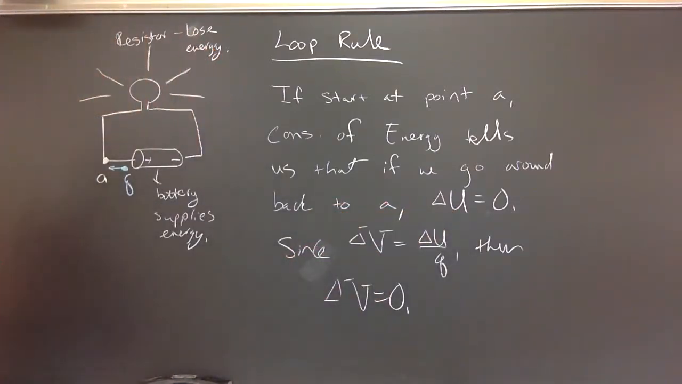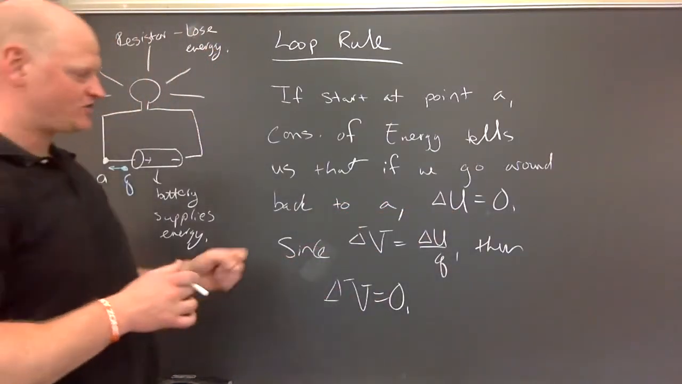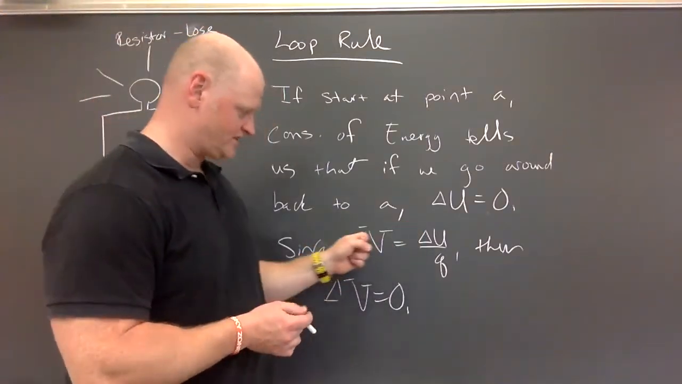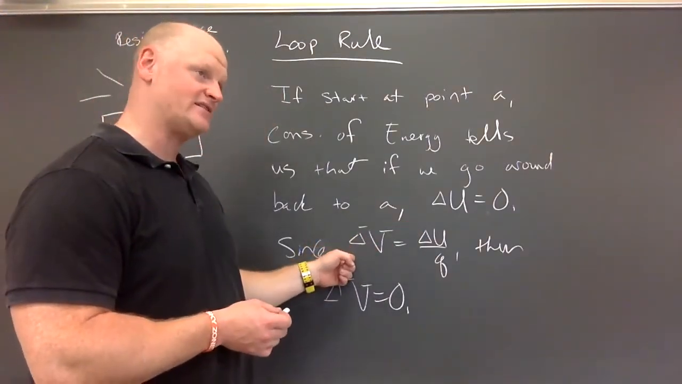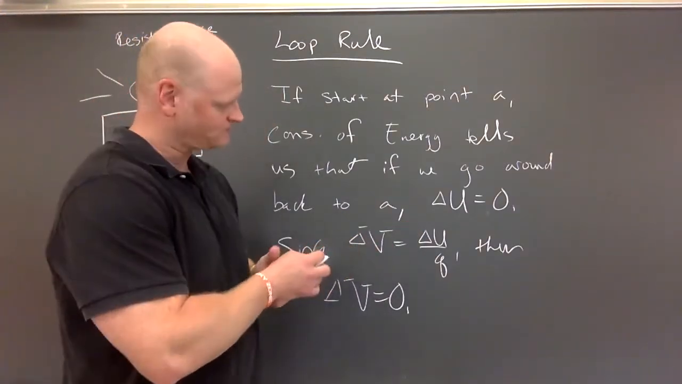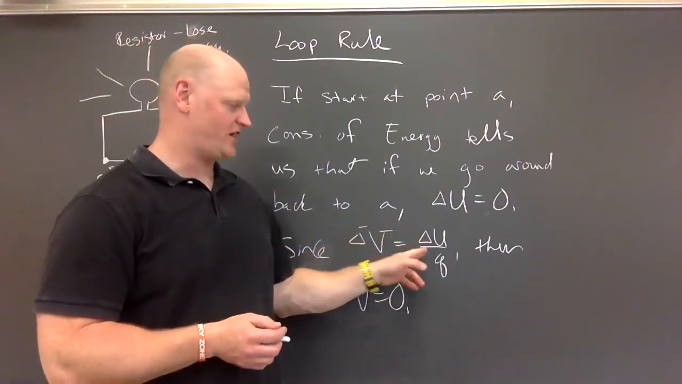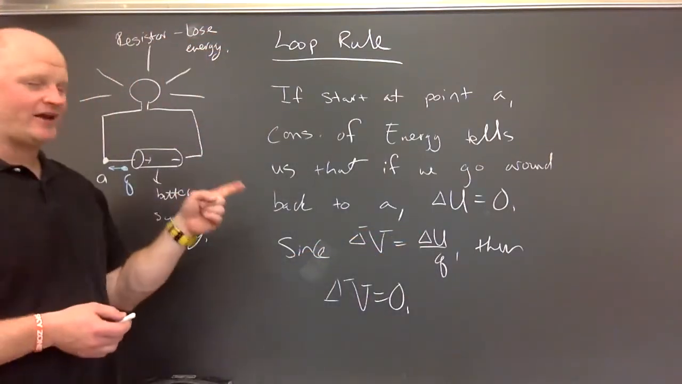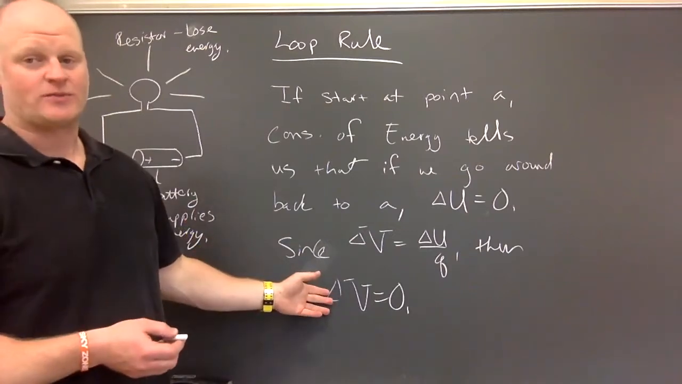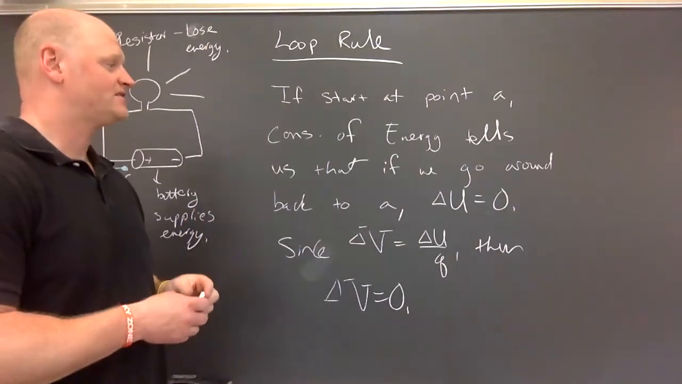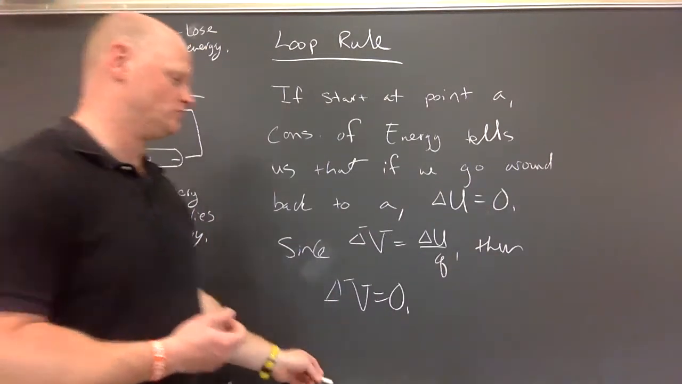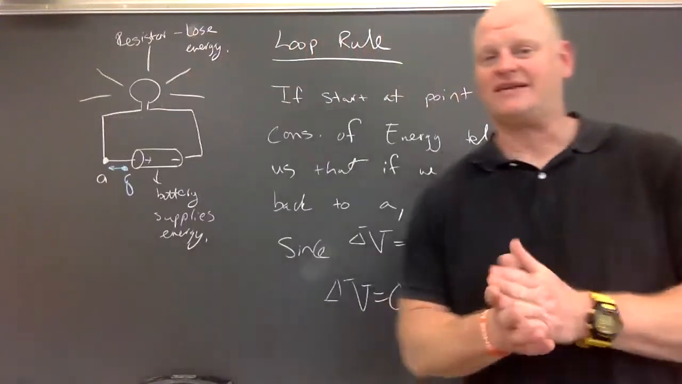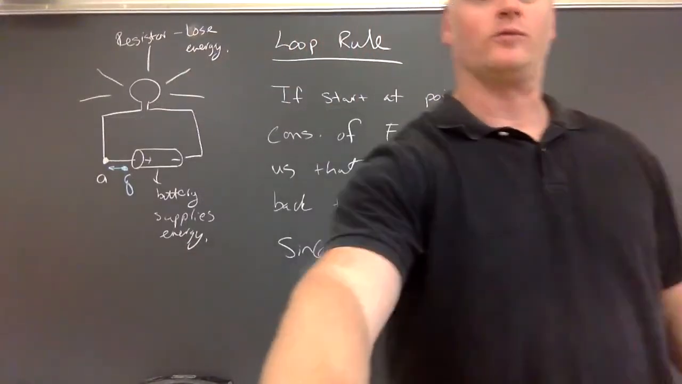Now, as we learned in last lab, we can define a new quantity, which is called the potential, or in this case, the potential difference, the change of potential, which is equal to the change of potential energy per unit charge. Which means that since the change in energy is equal to 0, the change of potential must be equal to 0 as well. So that's basically what has to be true. Like I said, this is what's known as the loop rule.